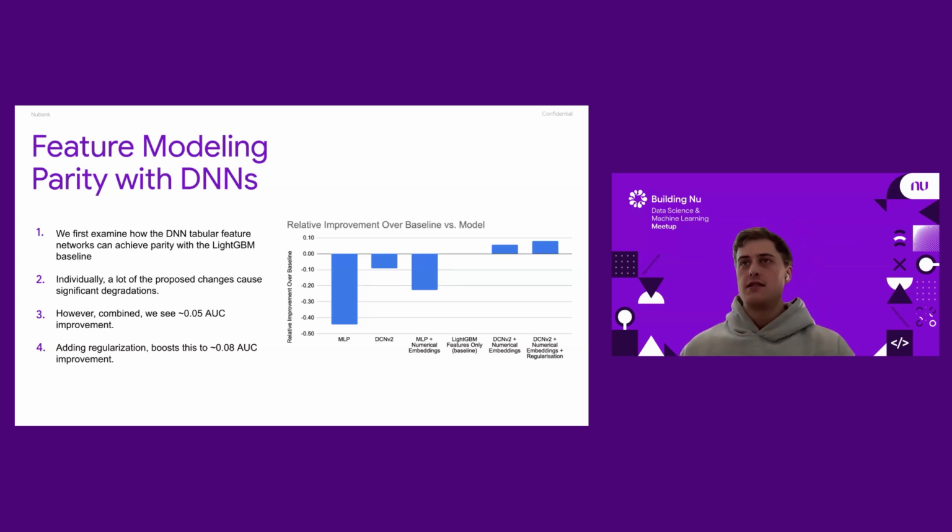And then on the right-hand side, after the baseline, we combine these features, so the DCN-V2 plus the numerical embeddings. This is able to beat the baseline. This is very promising. And then again, by adding this regularization, we can get a further gain in performance. So we're able to achieve roughly a plus 0.08 AUC improvement purely by improving how we model the tabular features through the DNN approach.